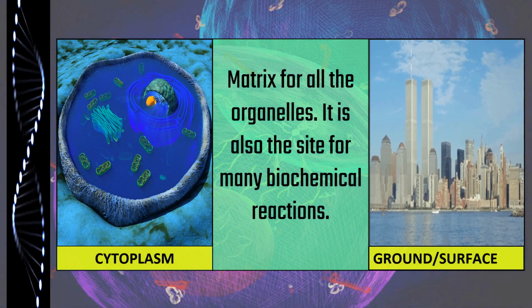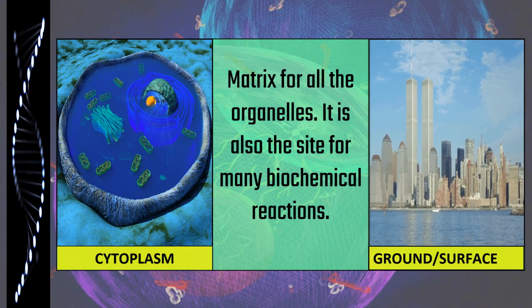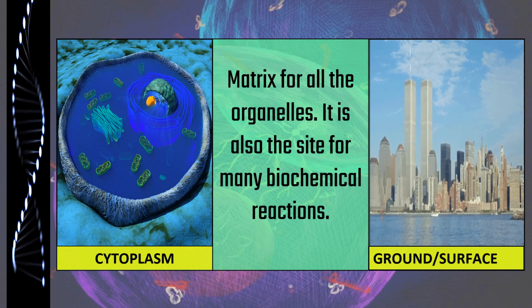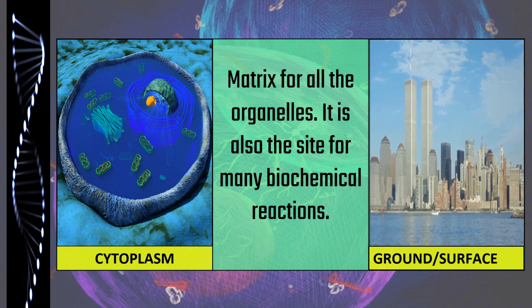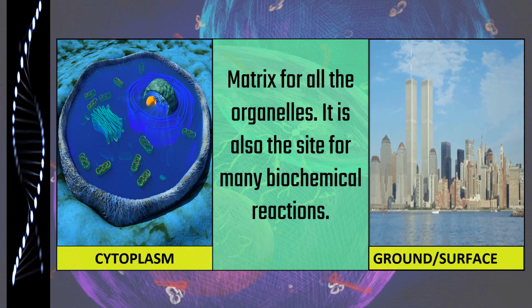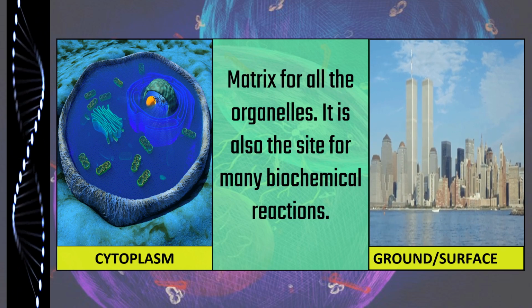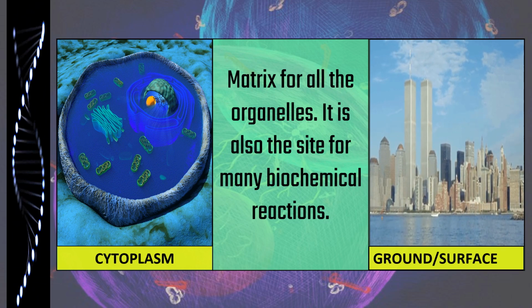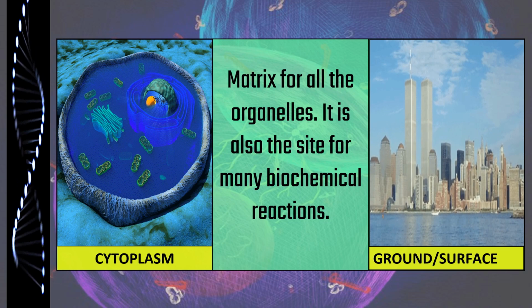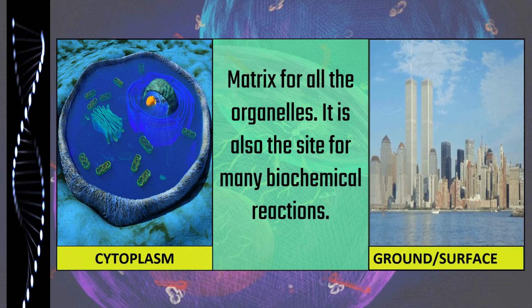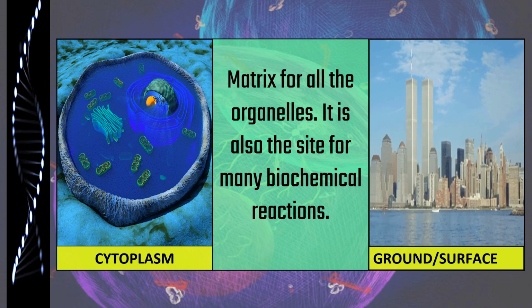The second major organelle of the cell is the cytoplasm. It is the matrix for all the organelles. It is also the site for many biochemical reactions. It is like the ground or surface of your home. It is the protoplasm inside the cell but outside the nucleus.